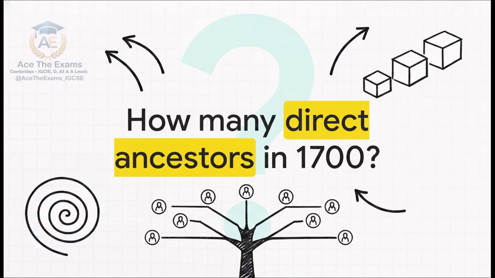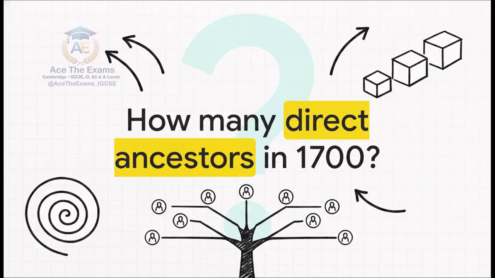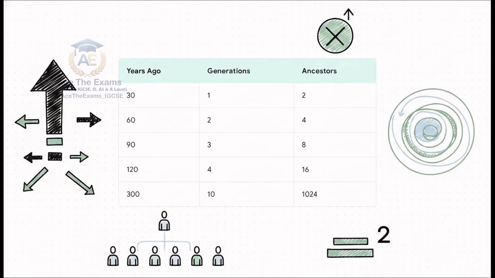Now let's keep going backward in time. Assuming there's roughly 1 generation every 30 years, and that all your ancestors were totally different people, how many direct ancestors did you have living back in the years 1700? It sounds like it should be a simple counting problem, but it actually hides a massive mathematical explosion. Just think about how incredibly fast these numbers scale up.